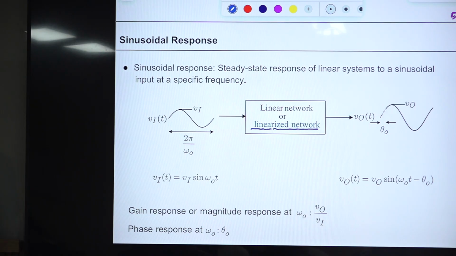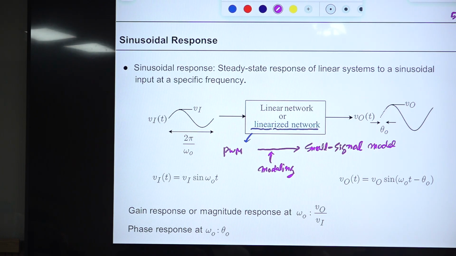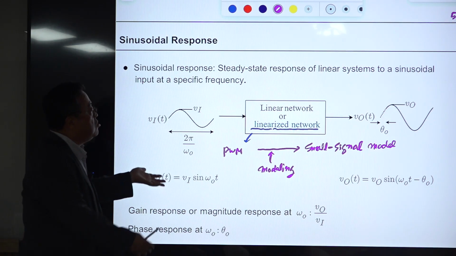The PWM converter is nonlinear, so this is the PWM converter. You cannot apply the knowledge about the linear time invariant system directly. Then you do something called modeling. Then you will get a small signal model, which can take all of the previous knowledge on the linear time invariant system. Okay, so this is the approach you're going to take.